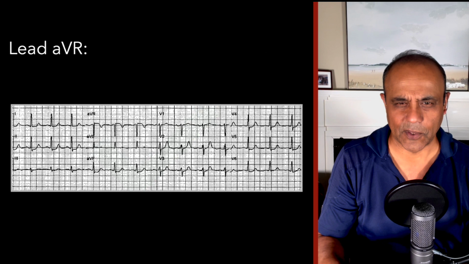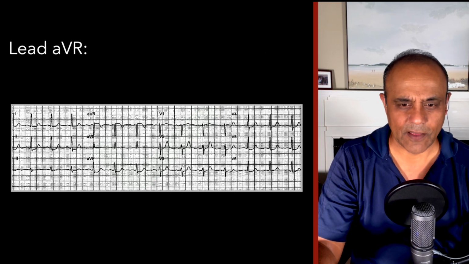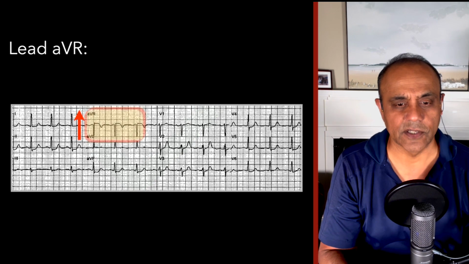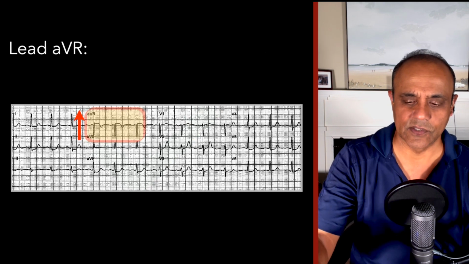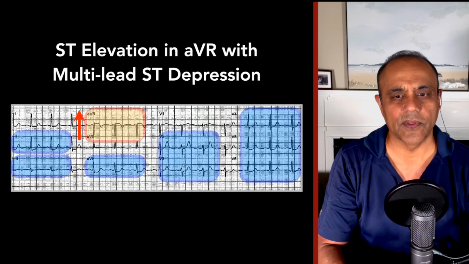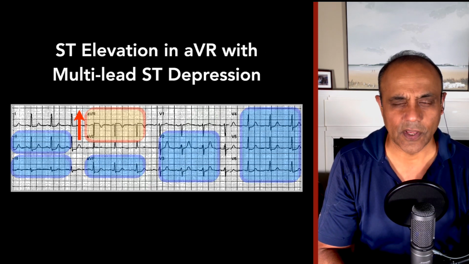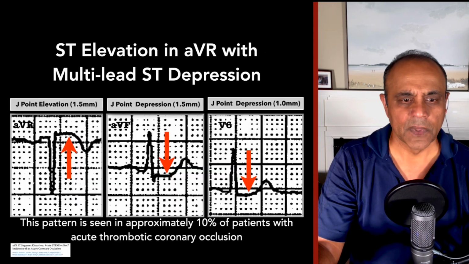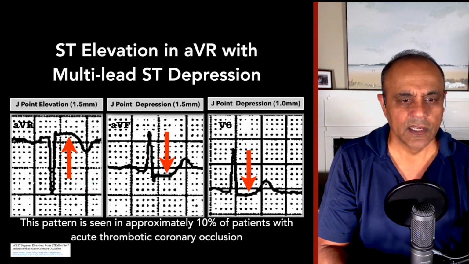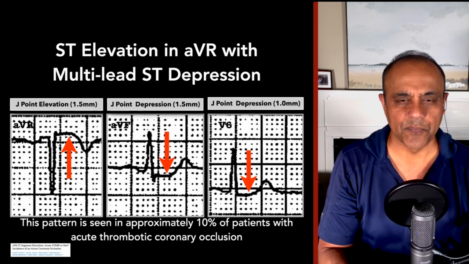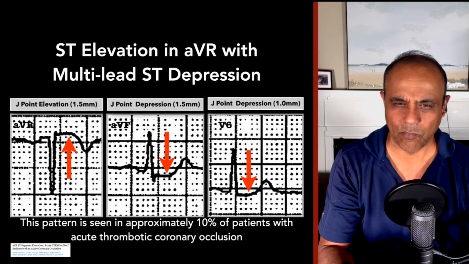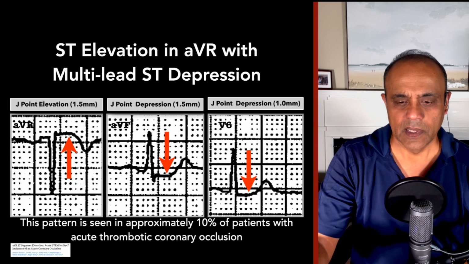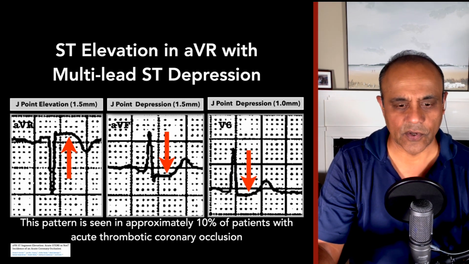Now let's take a look at lead AVR. Here's the meat of the case. Take a look at AVR and see if you see any abnormalities. Certainly there are elevations of the ST segments as seen here, along with ST depressions in multiple other leads, the anterolateral leads and the inferior leads, right? If you zoom into this, you can see that these elevations are actually quite significant in lead AVR. It's 1.5 millimeters, and depressions about 1.5 to 1 millimeter, depending on where you're looking. So this is something that is quite concerning.